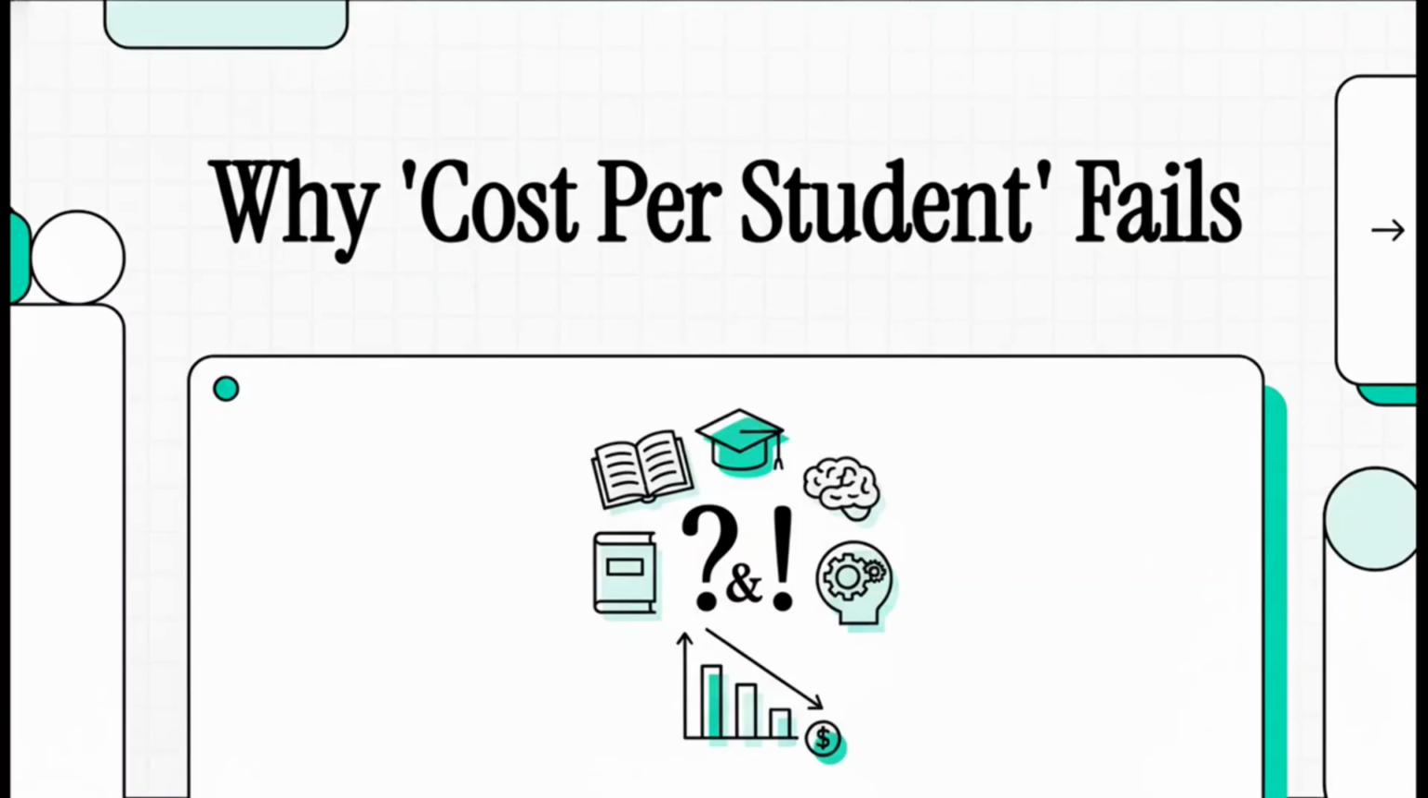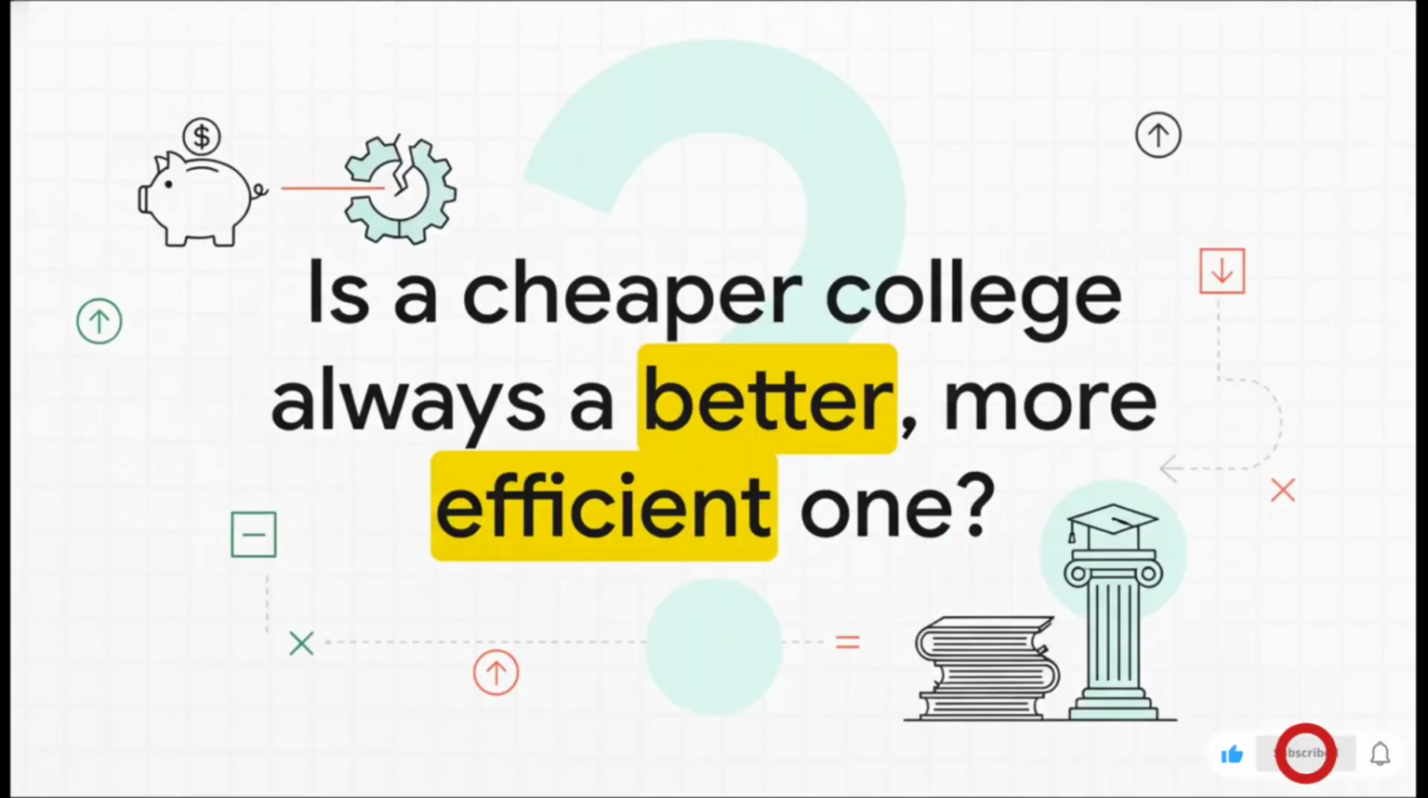You've probably heard the term cost per student, right? It sounds so simple, but using it to judge how efficient a college is, well, that's a huge trap. Today, we're going to break down exactly why this idea fails, using a simple Q&A format that's perfect for your exam prep. So, let's kick things off with a question that really gets to the heart of a major misunderstanding in education. Is a cheaper college automatically a better, more efficient one? I mean, it seems logical, but as we're about to find out, that simple idea is seriously flawed.